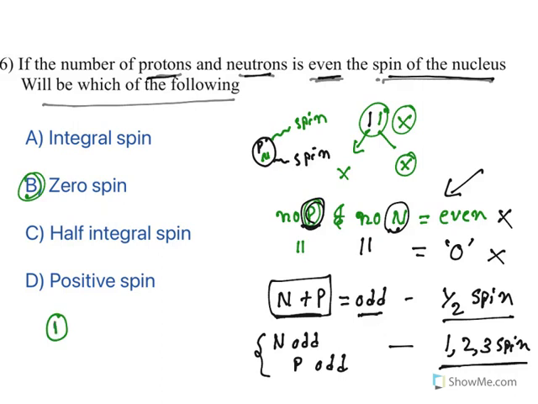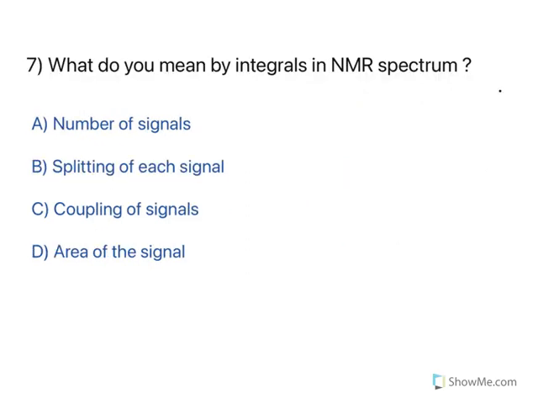Only one proton is there. One proton, because it is an odd number, it will be spinning. And it is a single one, it has got half spin. So this is the concept. Both of them are even, so it is 0 spin. Moving to the next one.